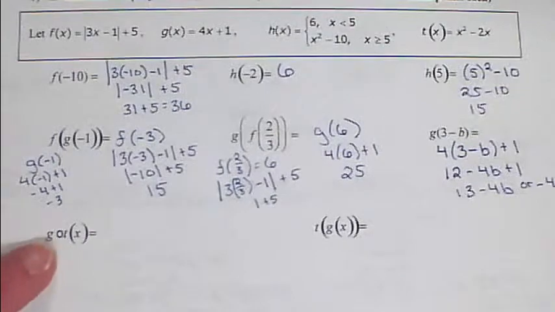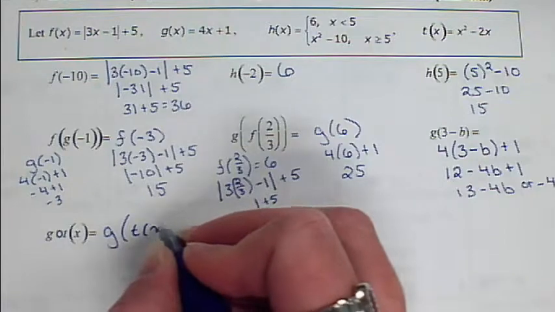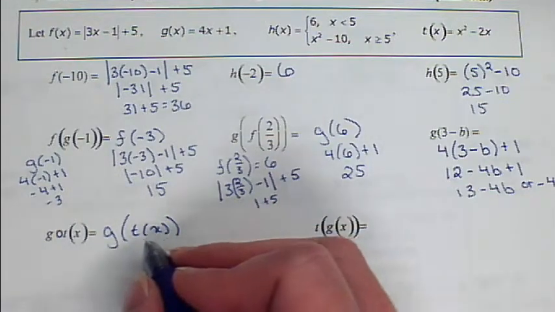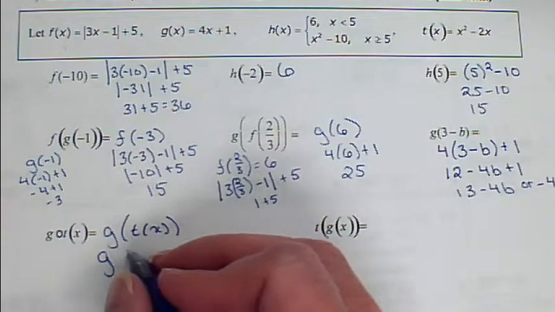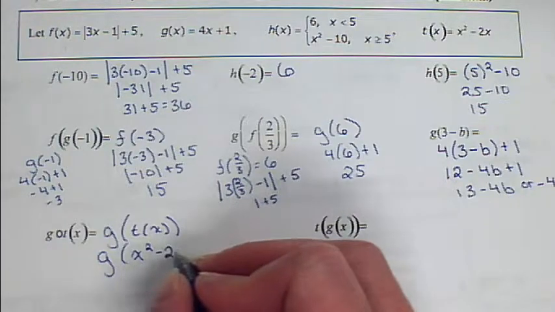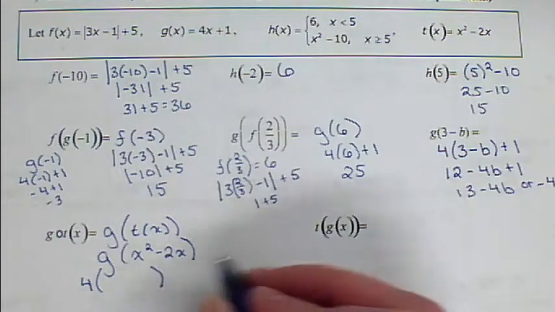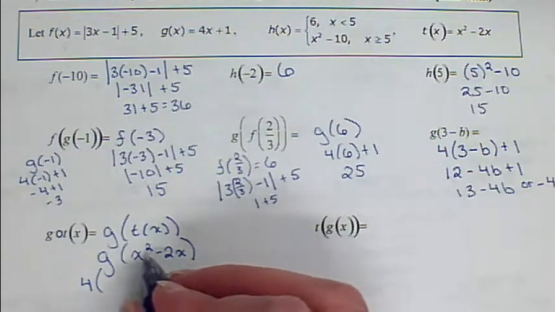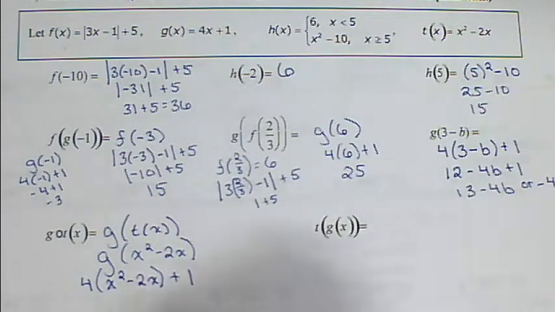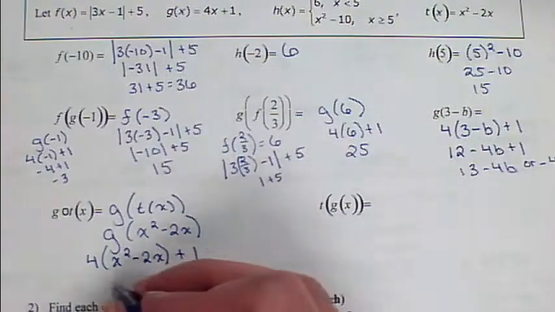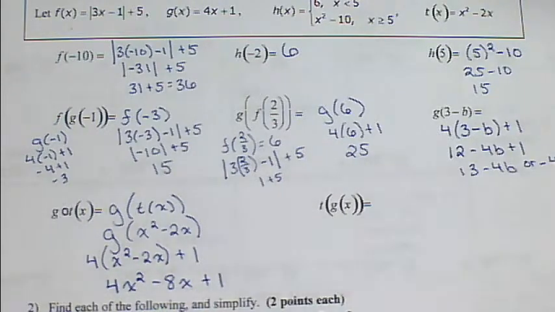G of t of x. Remember the O there really means g of t of x. So this one says we're actually going to take the whole function t, and it's going to become our input for g. So g is the function that says 4 times my input plus 1. This time I'm going to plug in all of t of x, or substitute it in. So x squared minus 2x. Distribute. 4x squared minus 8x plus 1.